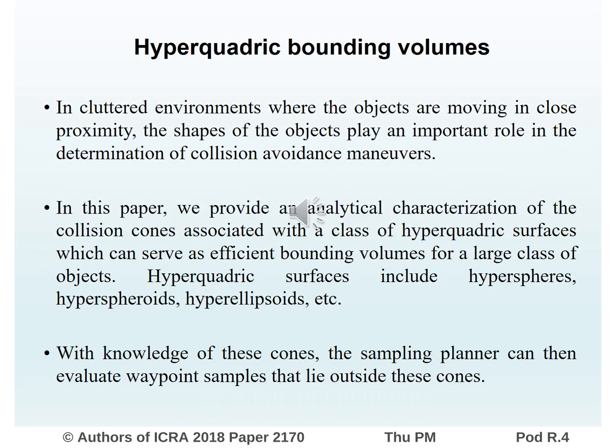In cluttered environments where the objects are moving in close proximity, the shapes of the objects play an important role in the determination of collision avoidance maneuvers. In this paper, we are providing an analytical characterization of the collision cones associated with a class of hyperquadric surfaces, which can serve as efficient bounding volumes for a large class of objects. And with knowledge of these cones, the sampling planner can then evaluate waypoint samples that lie outside these cones.